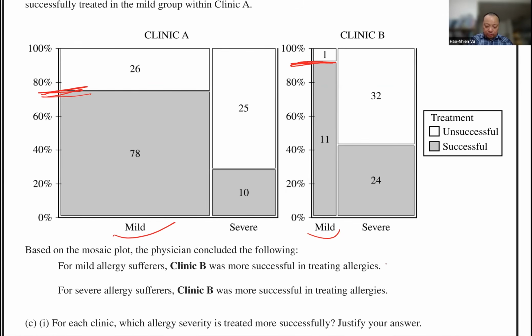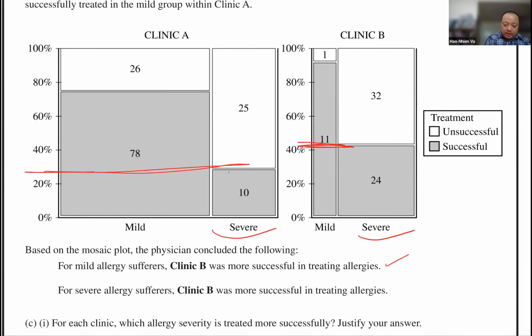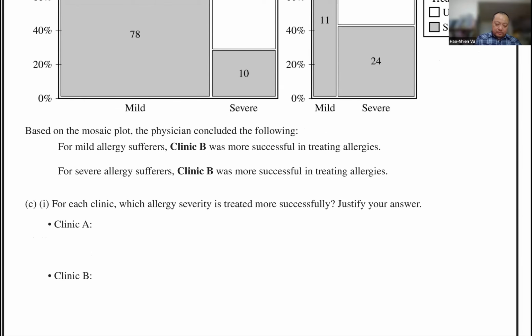So yes, that's true. For severe allergy sufferers, so for the blocks on the right, this white block and that white block, Clinic B was also more successful because its success rate is above 40%, and Clinic A's success rate is below 40%. So yep, Clinic B is better than A in both types of allergies.